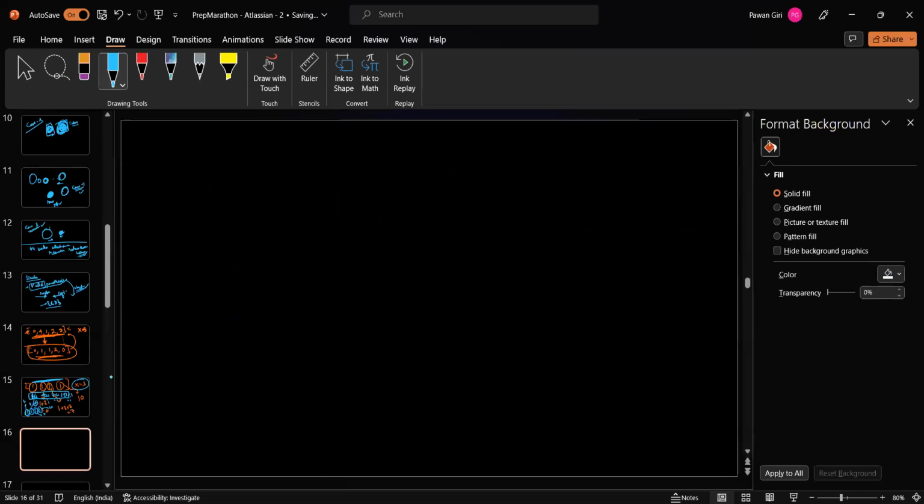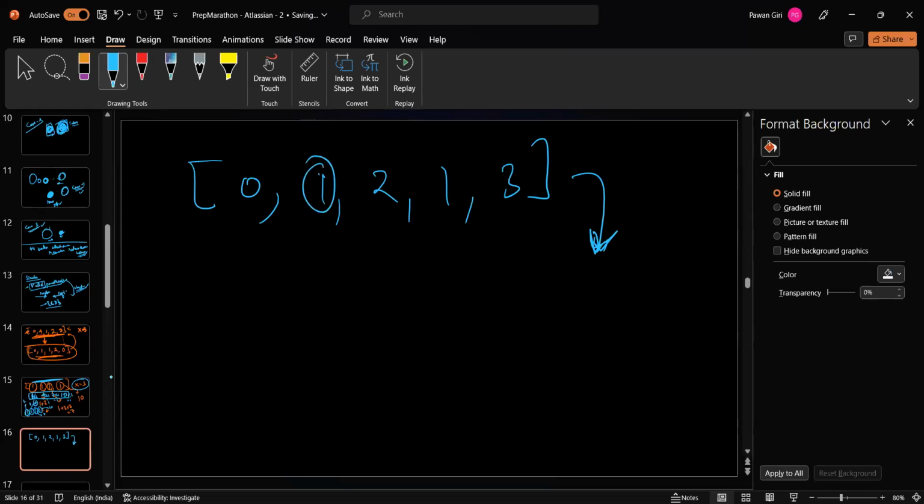So here what is the hint? What was the array? 0, 1, 2, 1, 3. Initially this was given and I was able to use the 1, 1. Okay. So first I look for 0. Is it present in my array? Okay, yes. Next 1. 1 is present in my array. Next 2 is present. Next 3 is present. Is 4 present? No, 4 is not present.